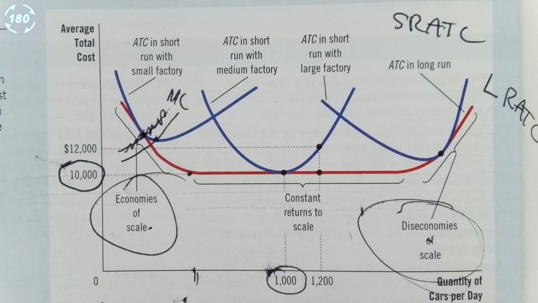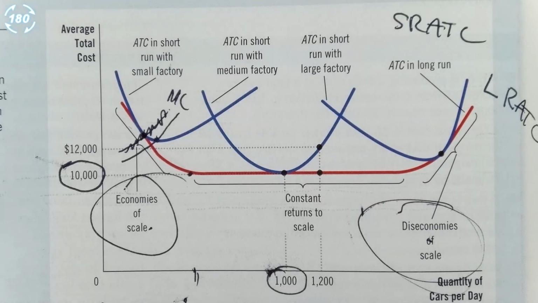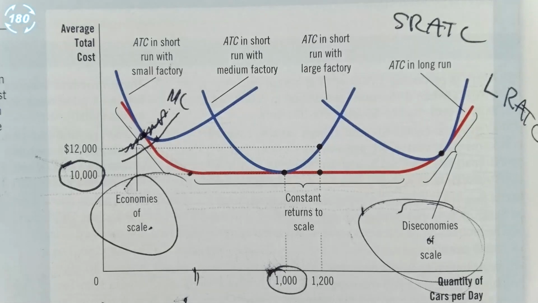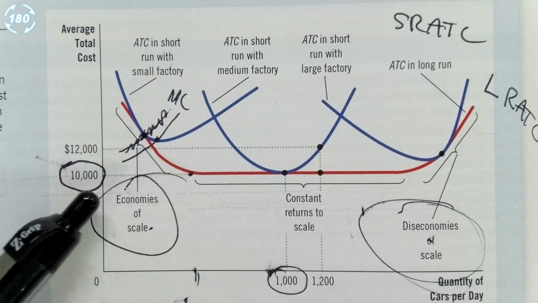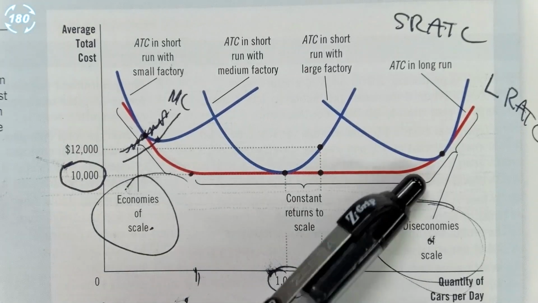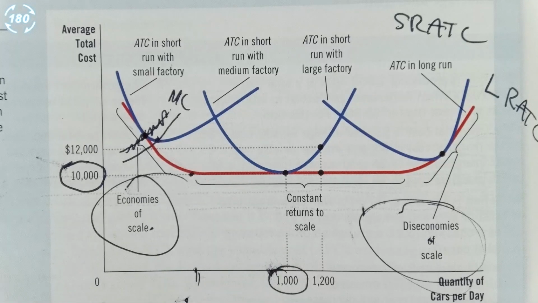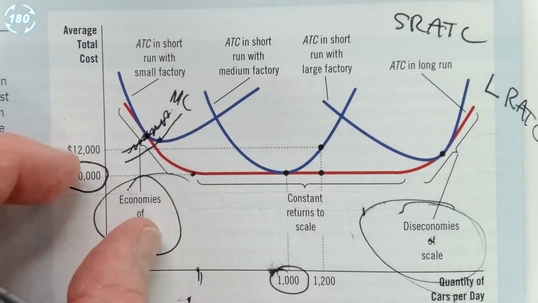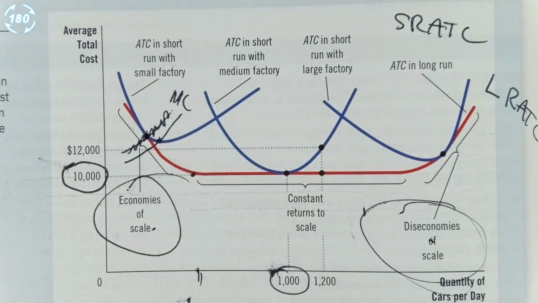So if you double, say, your inputs, do you double or more than double or less than double your output? And that would define whether you're experiencing economies of scale, diseconomies of scale, or constant returns to scale. Sometimes we'll talk about increasing returns to scale. It's synonymous with economies of scale. Increasing returns to scale means basically if you double all of your inputs, then you'll more than double your output.